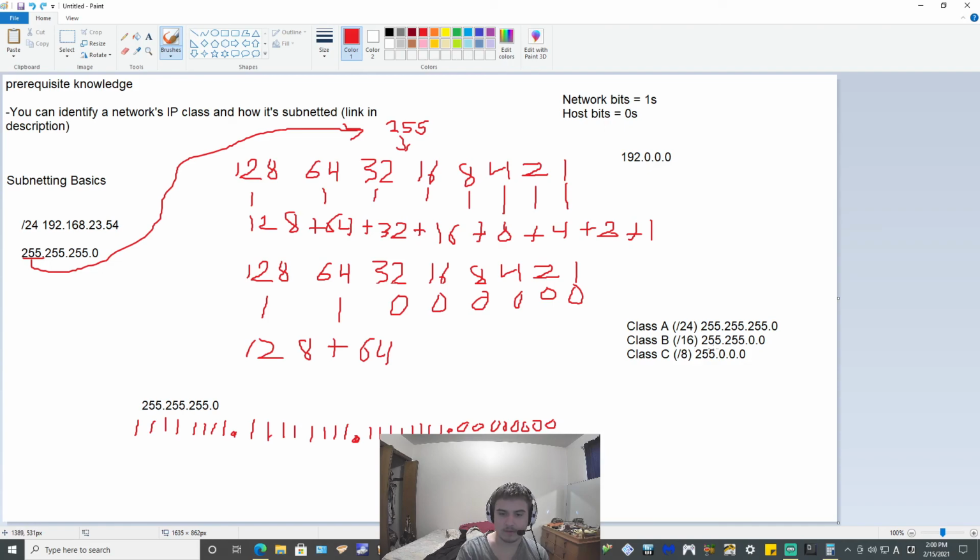Same here, it's 16. So we have 8 bits in this one, 8 bits in this one, 8 bits in this 255, 8 bits in this 255. So that means we have 16 ones, 16 network bits in total. So your CIDR notation is basically just a tally of your network bits, and it also tells you what your subnet is, because you can do your binary, and then you can find out what the numbers are. So I hope that explanation was clear, and I hope that you understand some of these basics.